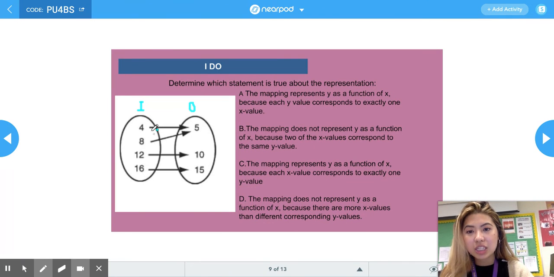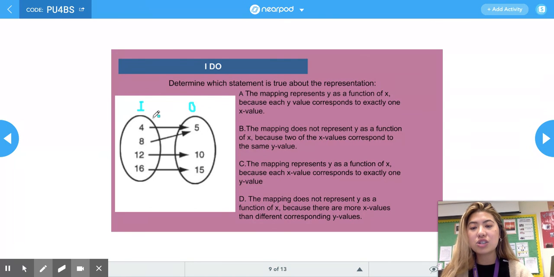So looking at this mapping diagram, we can see that when the input's 4, the output's 5. When the input's 8, the output's 5. When the input is 12, the output is 10. And when the input is 16, the output is 15. So each input has its own output. Each input has exactly one output, even if the output is the same. And so it is a function.